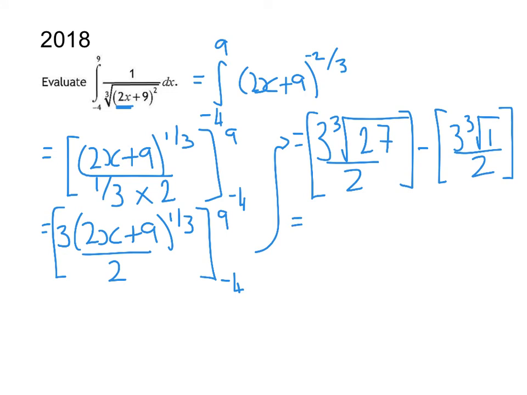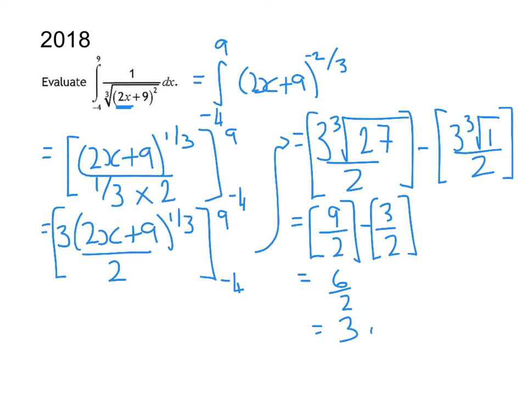Okay, let's start. Cube root of 27 is 3. 3 times 3 is 9. So I've got 9 over 2. Minus, cube root of 1 is just 1. 3 times 1 is 3. So -3 over 2 for my second term. So I've got 9 halves minus 3 halves, which is 6 halves, which is 3. And I can't spell units. So it's 3 units squared.